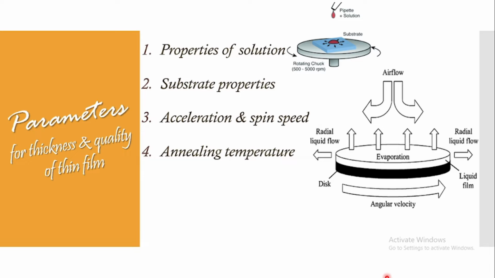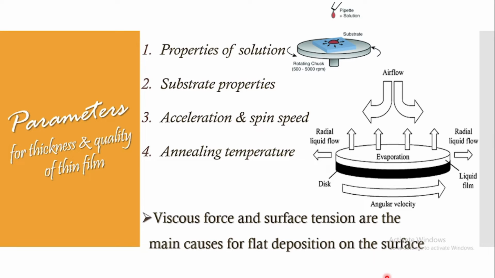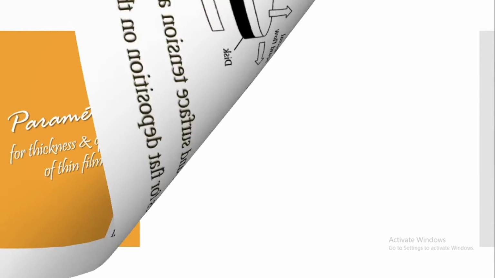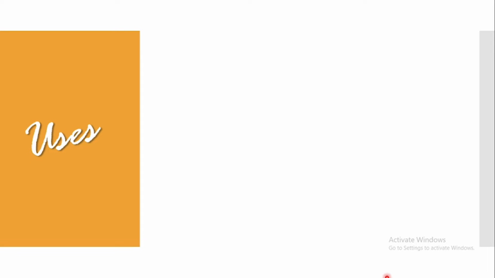And finally, we can say that the viscous force and the surface tension are the main causes for the flat deposition on the surface. And these are the main properties of your liquid, that is the ink, which we are going to use to coat the substrate. And after these parameters, let us know about the uses.